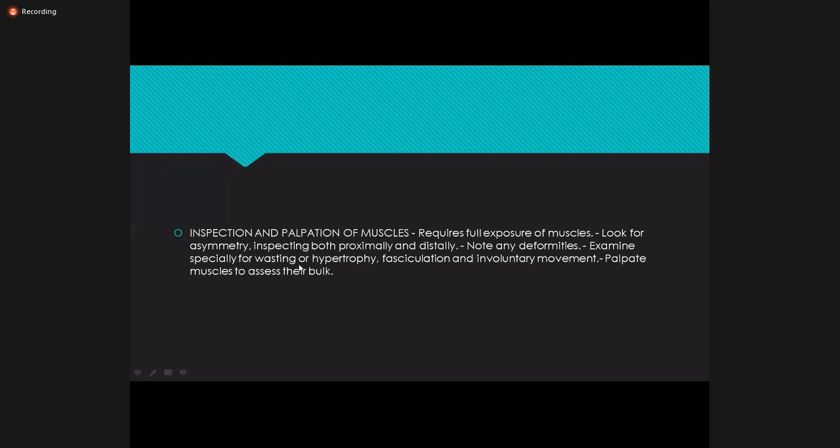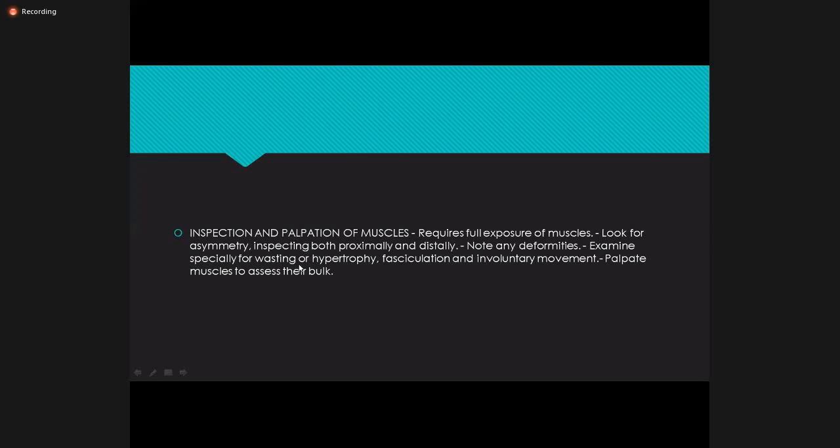What does it do? It causes asymmetric weakness of the forearm, right? It is usually found in young males. So unilateral wasting of the forearm points towards it, right?